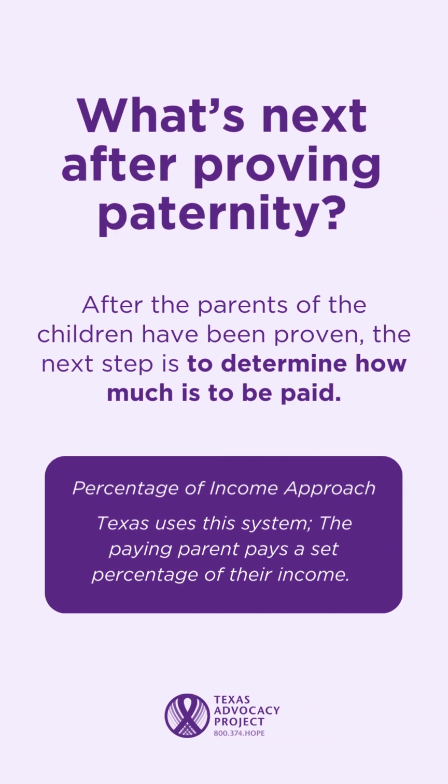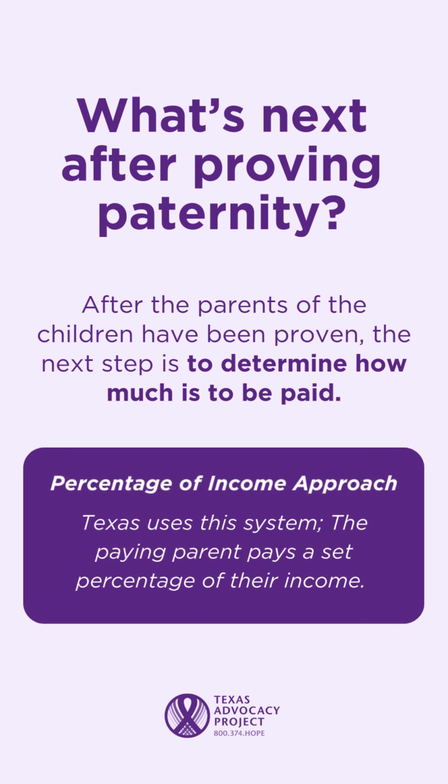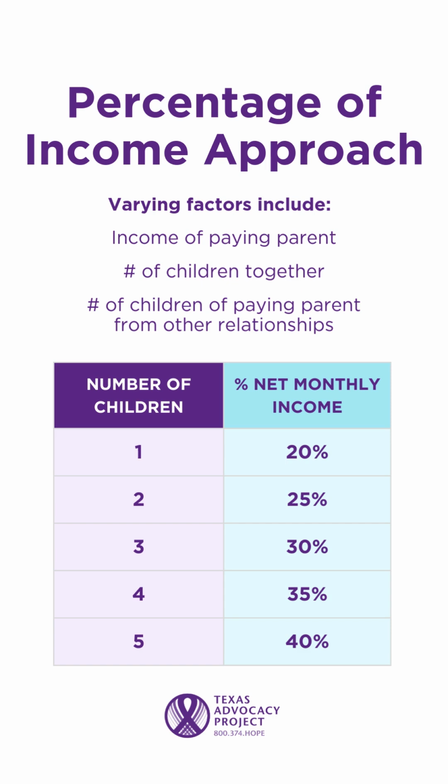After the parents of the child have been proven, the next step is to determine how much child support is to be paid. Texas uses the percentage of income approach. The percentage of income approach means that the paying parent pays a set percentage of their income. The percentage may depend on the income of the parent who is paying child support, the number of children the parents have together, and if the parent paying child support has children from other relationships.